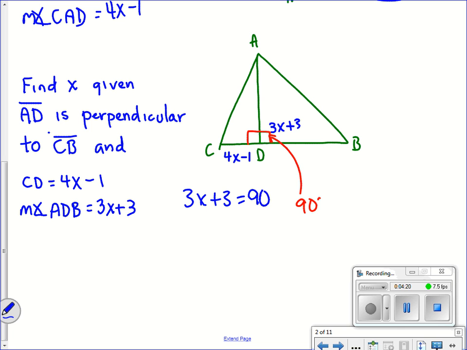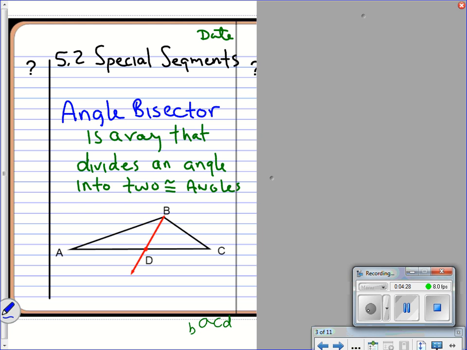We did that at the very beginning of the year. If you don't remember it, that's why we're doing the refresher. I'm going to assume that you can solve an equation like that. Let's move on. Okay, starting with our very first special segment. It can be a ray, a segment, a line, but I'm just going to refer to them as a ray, a segment. It doesn't matter. We're all talking the same thing here, basically.